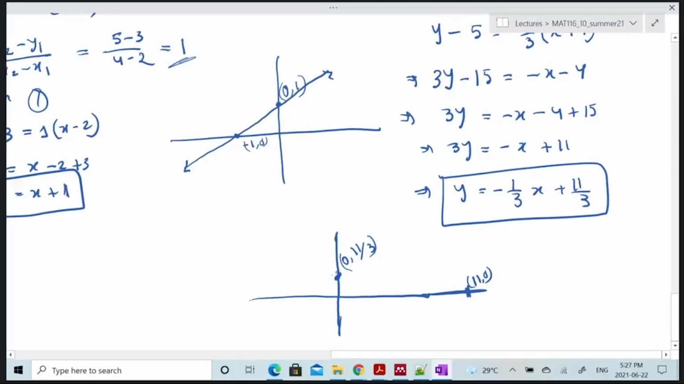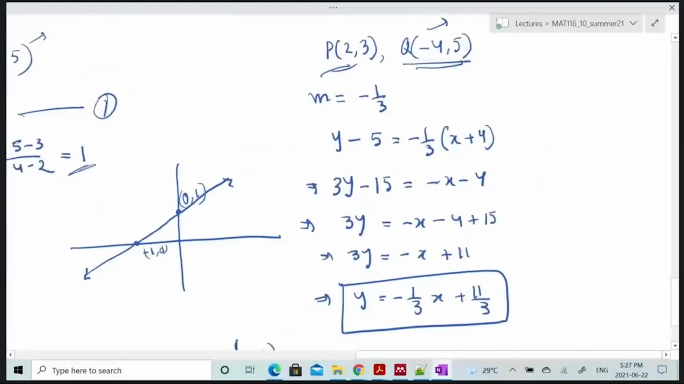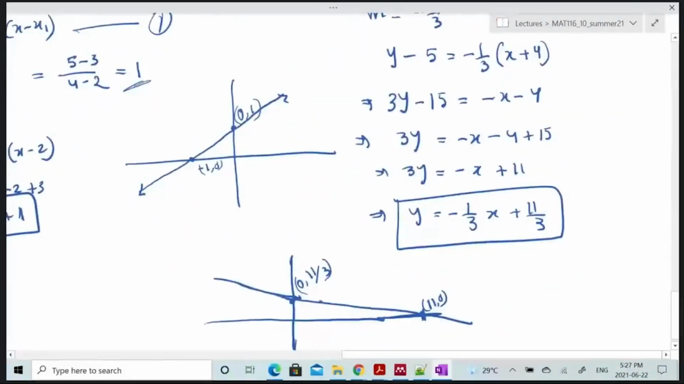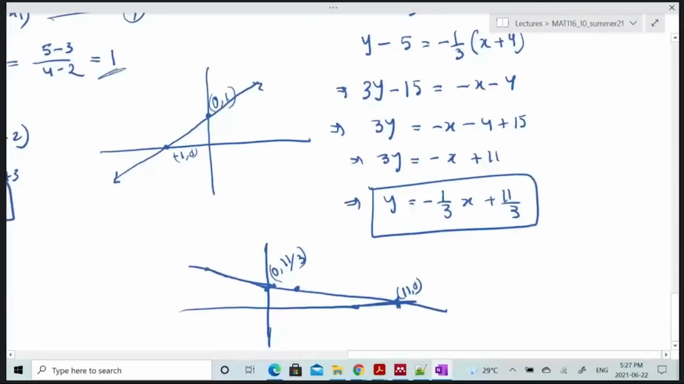So just join it. Something like this. And you can also look at the points. The points were (2, 3), so somewhere here, and (minus 4, 5), so maybe somewhere here. That's it. That's how we solve this problem, and that's how we draw the graph of it.